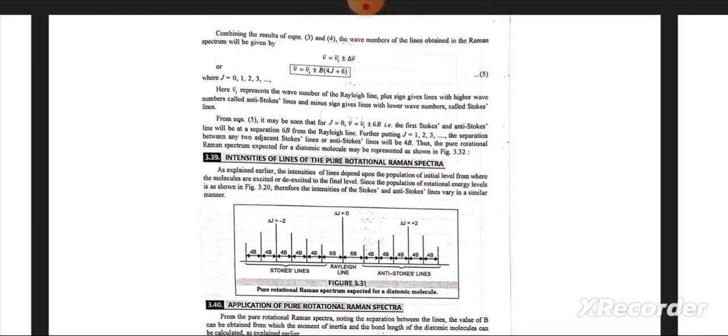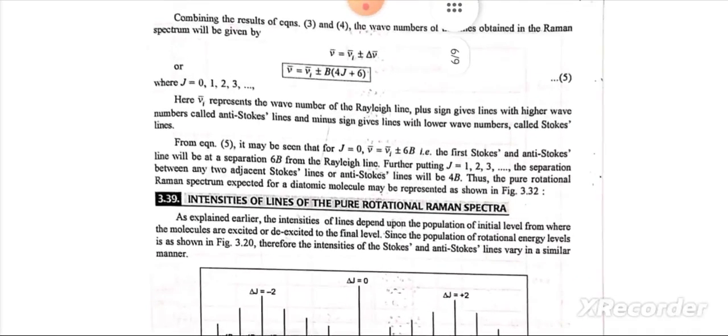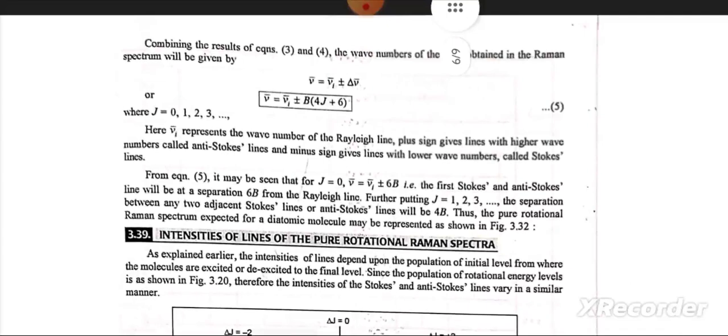Combining the results of equations 3 and 4, the wave number of the lines obtained in the Raman spectrum will be given by this relation. Here, ν_i represents the wave number of the Rayleigh line. The plus sign gives lines with higher wave numbers, called anti-Stokes lines, and the minus sign gives lines with lower wave numbers, called Stokes lines.